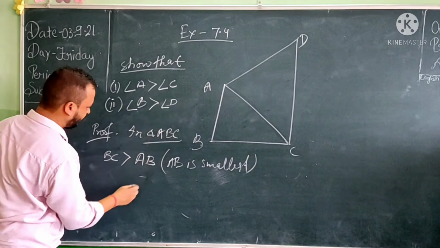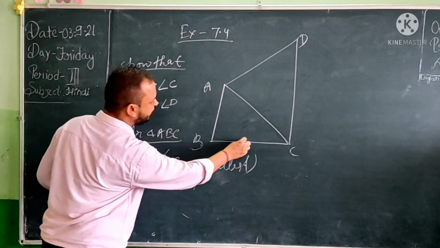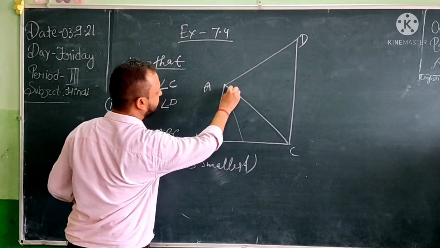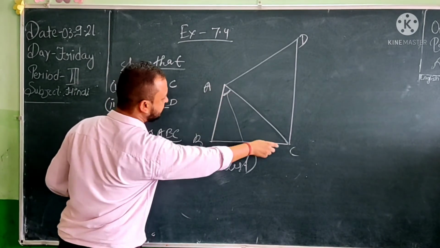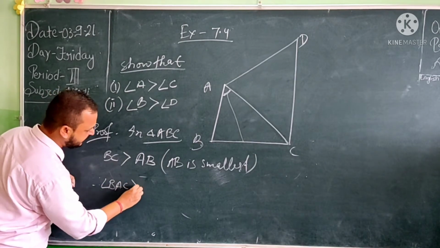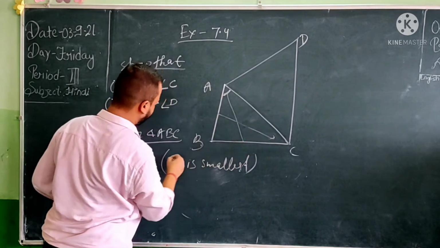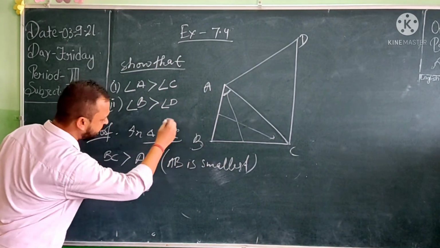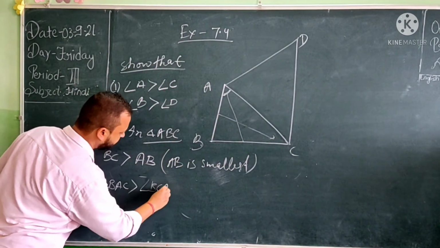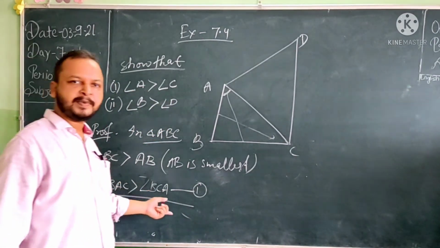So if BC is greater than AB, what is the opposite angle of BC? That is this. So BAC. Therefore, angle BAC is greater than angle ACB. This is equation 1. Understood this much part? Yes, sir.